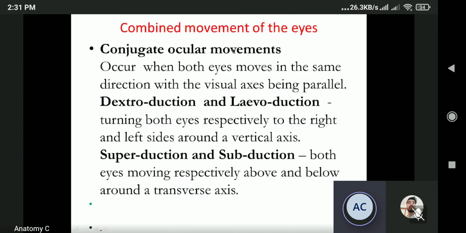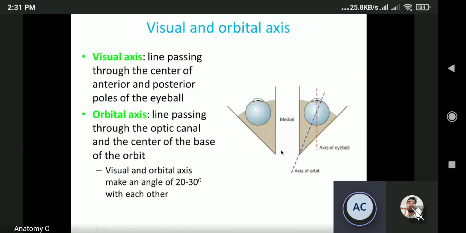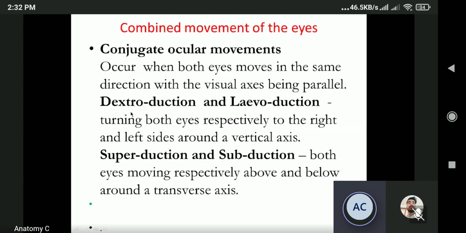Dextroduction and levoduction: turning both eyes respectively to the right and left side around the vertical axis. The vertical axis is the line passing through the anterior and posterior. If it goes around that axis, it is called dextroduction and levoduction. I'll show you the axis in the next slide. So just remember the movement only.